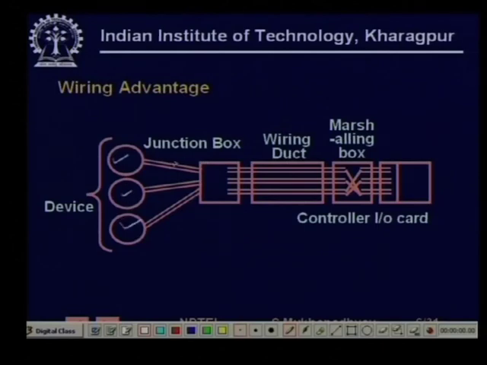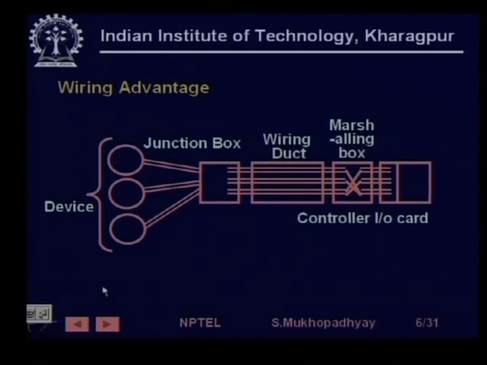So, from each device you run a pair of wires, and these get connected to the junction box, and from there they run through a wiring duct. So, for each device you have a pair of wires, then they get into a marshalling box and then finally connect to a controller I/O card. Now, look at the amount of wiring. So, for 3 devices you need to run 3 pairs of conductors.